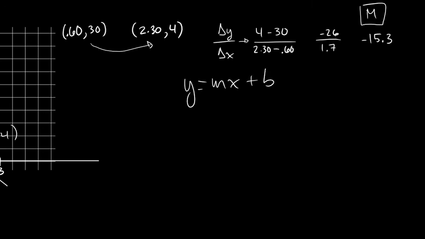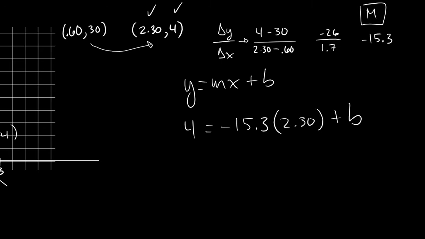So to figure that out, I'm going to use the slope-intercept form. That's what we've been doing a lot lately. Y equals mx plus b. And arbitrarily, we'll just pick one of these 2 points. I'm going to pick the point where y is 4. This y is 4. And then I've got the negative 15.3 times x, which is $2.30, and then plus some b, my y-intercept parameter I don't know.